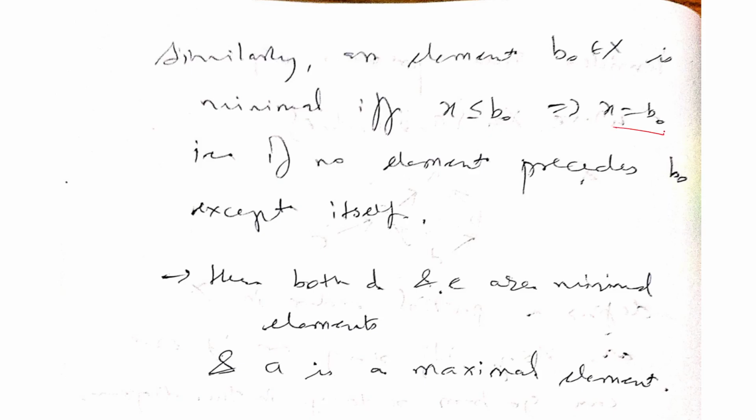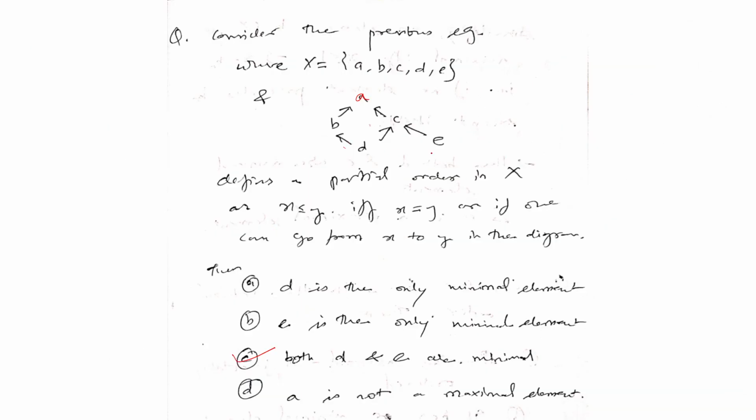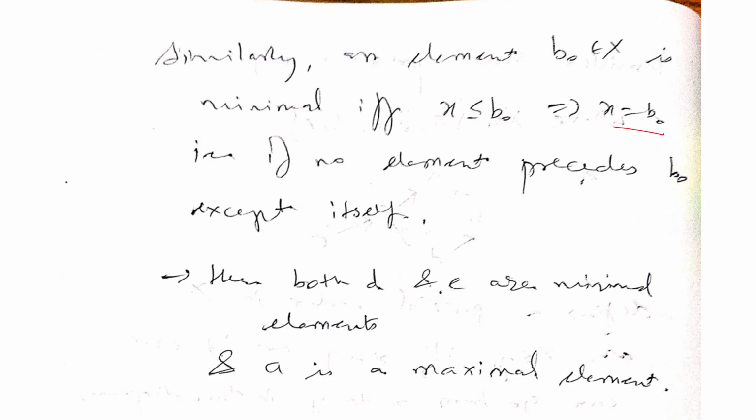कोई छोटा ले रहे हो तो वो खुद होगा, ठीक है, उससे छोटा कोई नहीं आएगा। That is, if no element precedes B, not accepting itself. So here इस डायग्राम में देख सकते हैं हम लोग कि D और E से like preceding कोई नहीं आ रहा है, and similarly A से बाद में भी कोई नहीं आ रहा है। So A is maximal and D and E are minimal elements here.